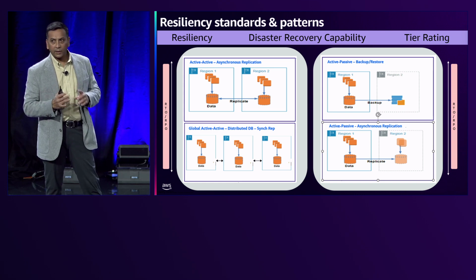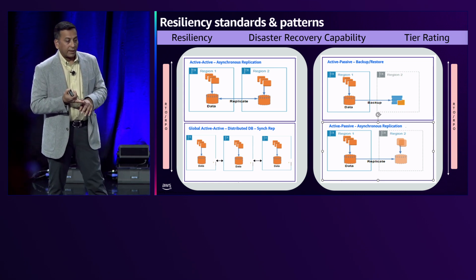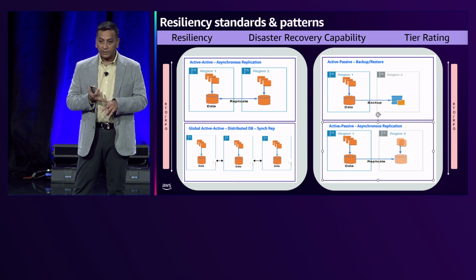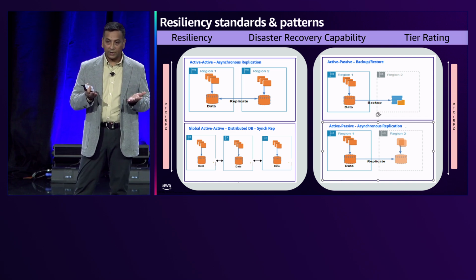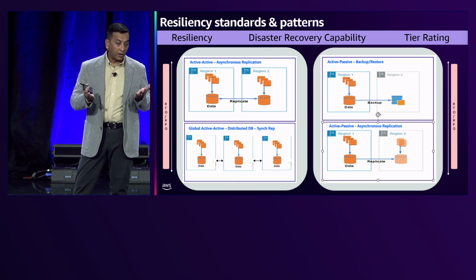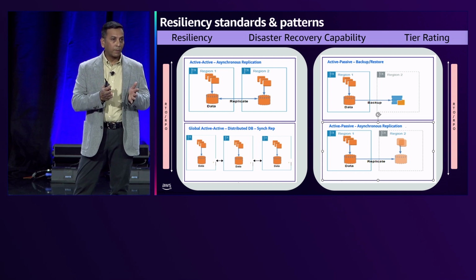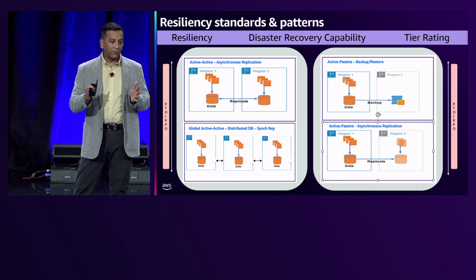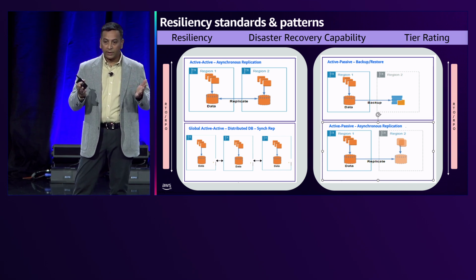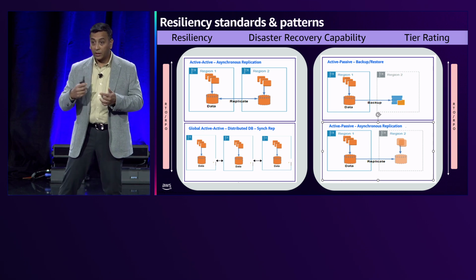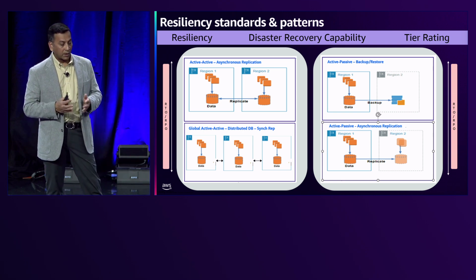This is a good pattern that meets most of your RTO and RPO needs, but definitely there's also a potential for data loss in this case because the replication is asynchronous. So depending on when the impact hits you, the lag you have between the primary and secondary dictates the amount of data loss and how much you have to recover.